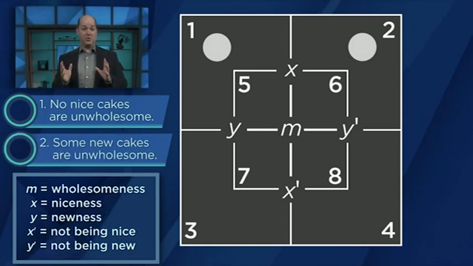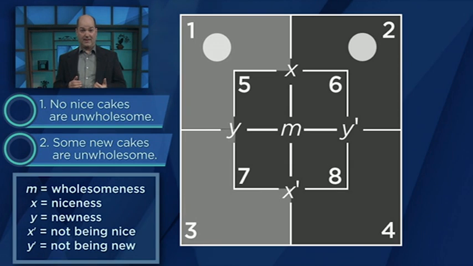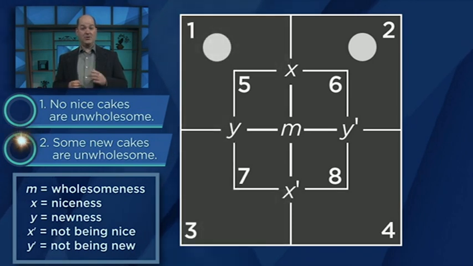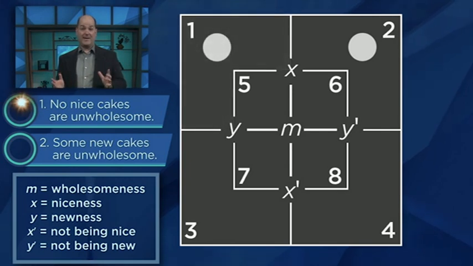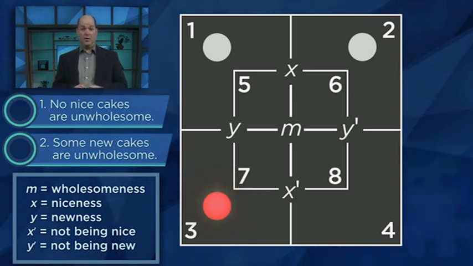Okay, the second premise is 2, some new cakes are unwholesome. The regions corresponding to being new and unwholesome are those to the left of the vertical line and outside the small square. In other words, regions 1 and 3. Statement 2 assures us there is at least one cake living in one of those regions. But we already know there are no cakes in region 1. If there were, then that cake would be both nice and unwholesome, and the first premise told us that such cakes are like unicorns. They don't exist. That means the new unwholesome cakes mentioned in premise 2 must live in region 3. We'll put a red counter in that region to represent that fact.